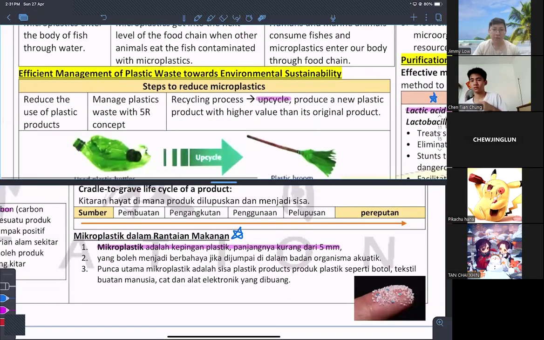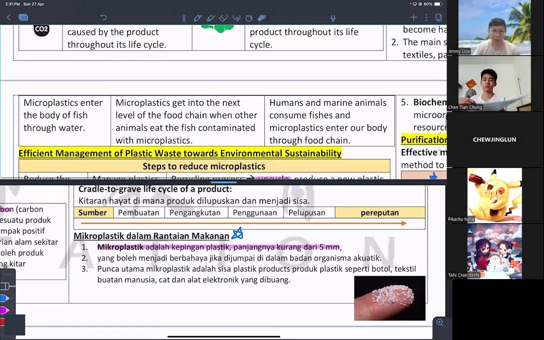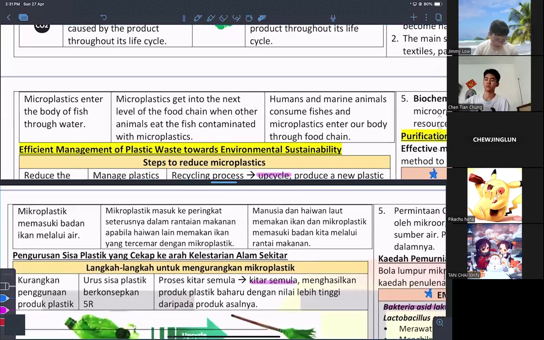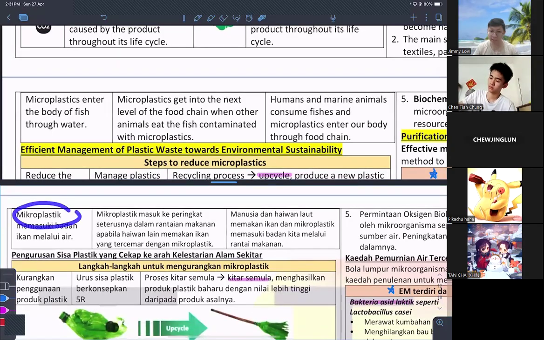This one also you read through, they are connected. How do the microplastics in the end go into the human body? You say microplastic enters the fish, then the fish gets caught by humans, then humans eat the fish. Microplastic will be transferred into the human body. You have to know the storyline.